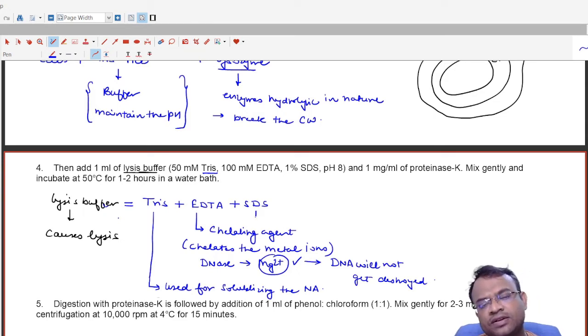Next is SDS. You might be knowing that this particular SDS, or sodium dodecyl sulfate, is a detergent.